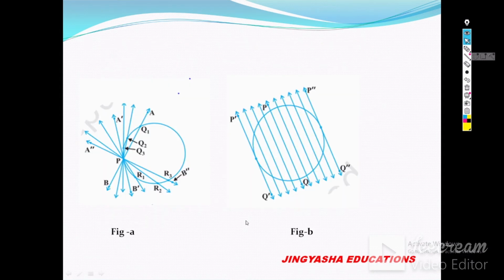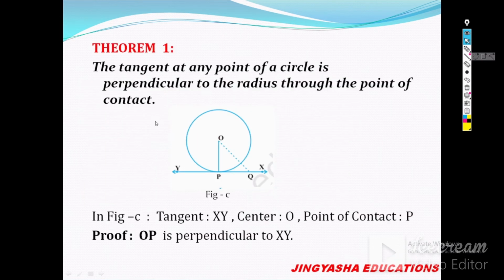So it's clear now. Now we will discuss one theorem related to tangent. The tangent at any point of a circle is perpendicular to the radius through the point of contact. See, how many tangents can be drawn over a circle? There can be many, because there are many points. You cannot count the points over the circumference, right? So at every point we can draw a tangent, right? So a tangent at any point of a circle is perpendicular to the radius through the point of contact.